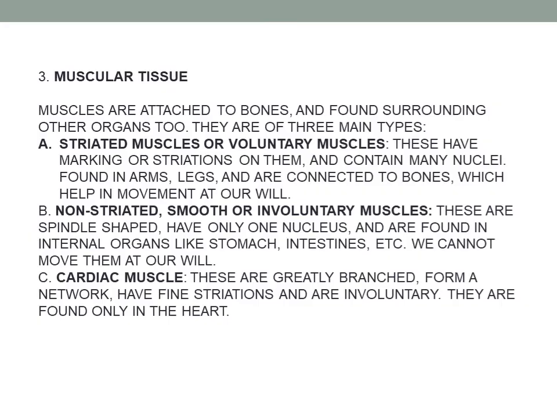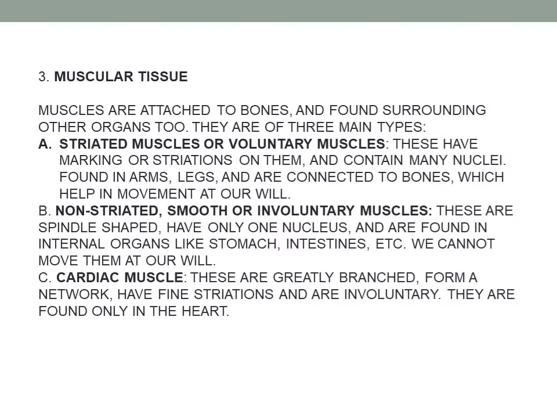The third one is muscular tissue. Muscles, as you know, are attached to bones and they're found surrounding other organs. They're of three main types, the muscles. The striated muscles or voluntary muscles. These have markings or striations on them. They contain many nuclei. They're generally found in arms, legs. They're connected to the bones. So these help in movement at our will. We can choose to move our hands or legs. So that's why they're called voluntary muscles.